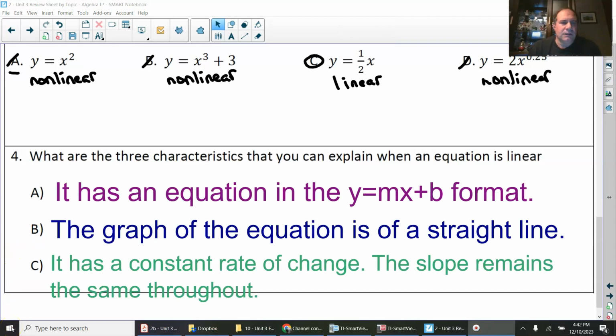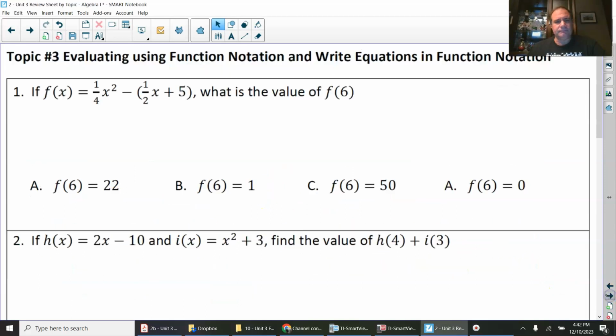Okay, so 3 characteristics that you can explain when an equation is linear is that the first one is that it has to be in that format, y equals mx plus b. The graph of the equation is of a straight line, and also it has a constant rate of change. The slope remains the same throughout. Those 3 things, and we are on to topic number 3.